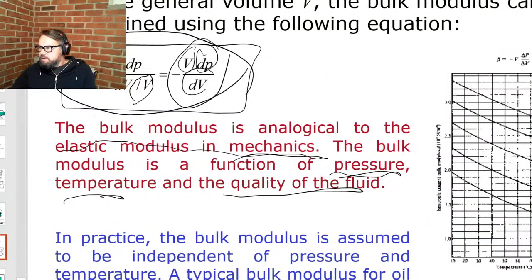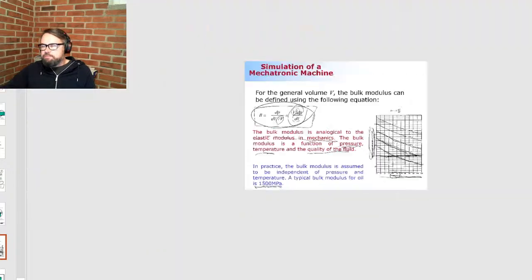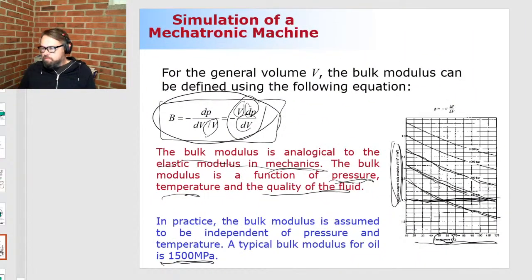So this is telling how the temperature, which is the x-axis here, and the pressure, which is the curves here, are affecting the bulk modulus. And you see that they actually have quite a serious effect. Even though they have some serious effect, we're still making an assumption that bulk modulus will have a constant value, and the constant value will be set to be somewhere here. So 1,500 megapascal. Okay, so let's move on.